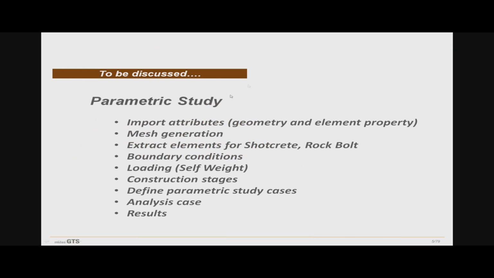So here are the steps we are going through today for the parametric study. First, we will import the geometry and the element properties into the program. Then we mesh and extract some of the elements for different materials. Then we assign the boundary conditions and the loading conditions, and then we define two cases: one is the construction stage case, and the other is the parametric study case. Then we will do the analysis and show the results.